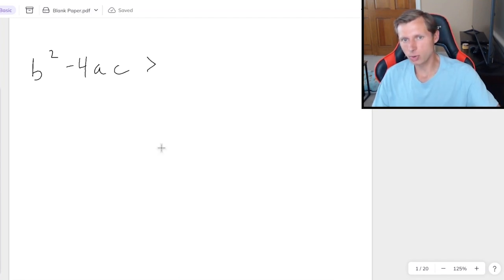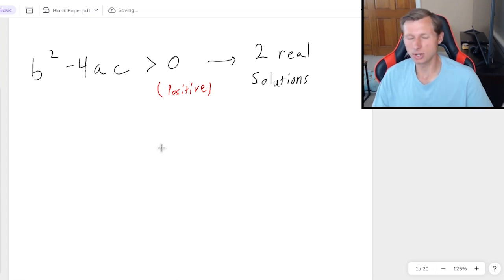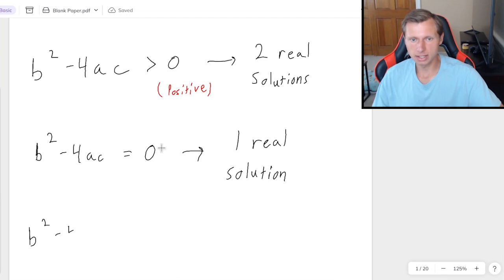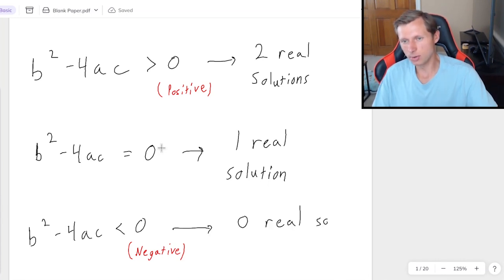So if b squared minus 4ac is greater than 0, in other words, the discriminant is positive, then that means we are going to have two real solutions. We don't know what the solutions are, but we know there's going to be two of them, and they are real as opposed to imaginary. Then if the discriminant is equal to 0, this is when we have exactly one real solution. And then finally, if b squared minus 4ac is less than 0, in other words, a negative number, then that means we're going to have 0 real solutions, but we will have two imaginary solutions, guaranteed.